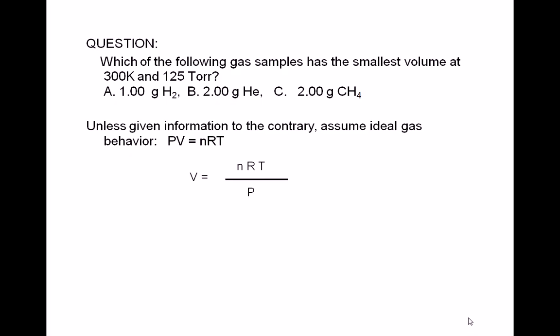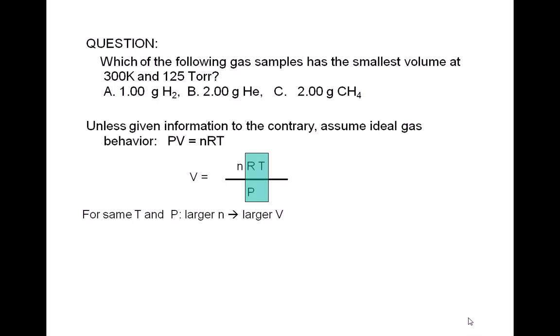However, there is a smarter way of figuring out the answer to this question. Since we are given the same temperature and pressure for all 3 choices, the factor RT over P is the same in all 3 cases. We can see that as long as we're comparing gas samples at the same temperature and pressure, a sample with more moles will have a larger volume. Therefore, all we have to do is calculate the number of moles for each of the 3 choices. The sample with the smallest number of moles will have the smallest volume.